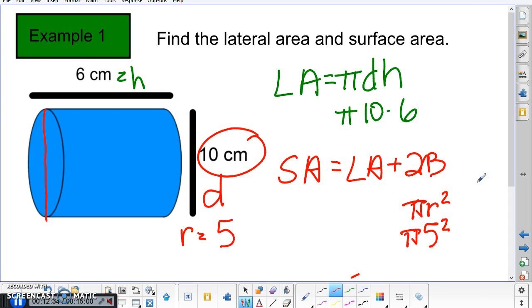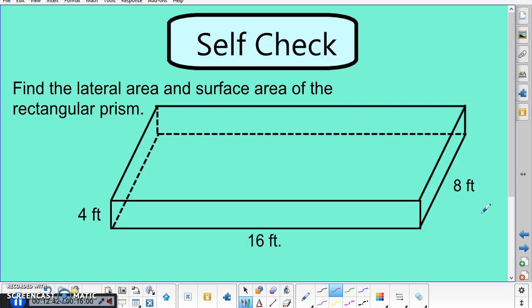Okay, go ahead and try that one on your own. See how it goes, and we'll talk about that one in class. So this is the self-check part that you have to go to your guided notes and check and see if you can do this problem. This is like the ones at the beginning, so if you're getting stuck, watch the beginning part, because this one is a rectangular prism. Start with the lateral area, then find the surface area, and we will check this answer tomorrow.